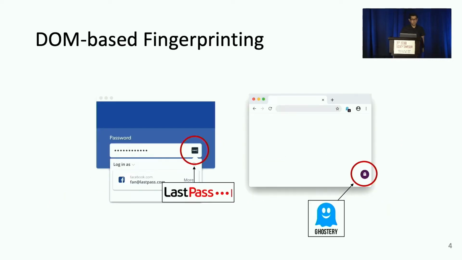There are multiple different approaches that websites can use. One of them is the DOM-based approach. In the DOM-based approach, extensions make some modification to the page. For example, LastPass injects an icon to the page. So the website can observe that modification, and based on that, it can detect these installed extensions. In this work, we want to create a system that can prevent this type of extension fingerprinting.